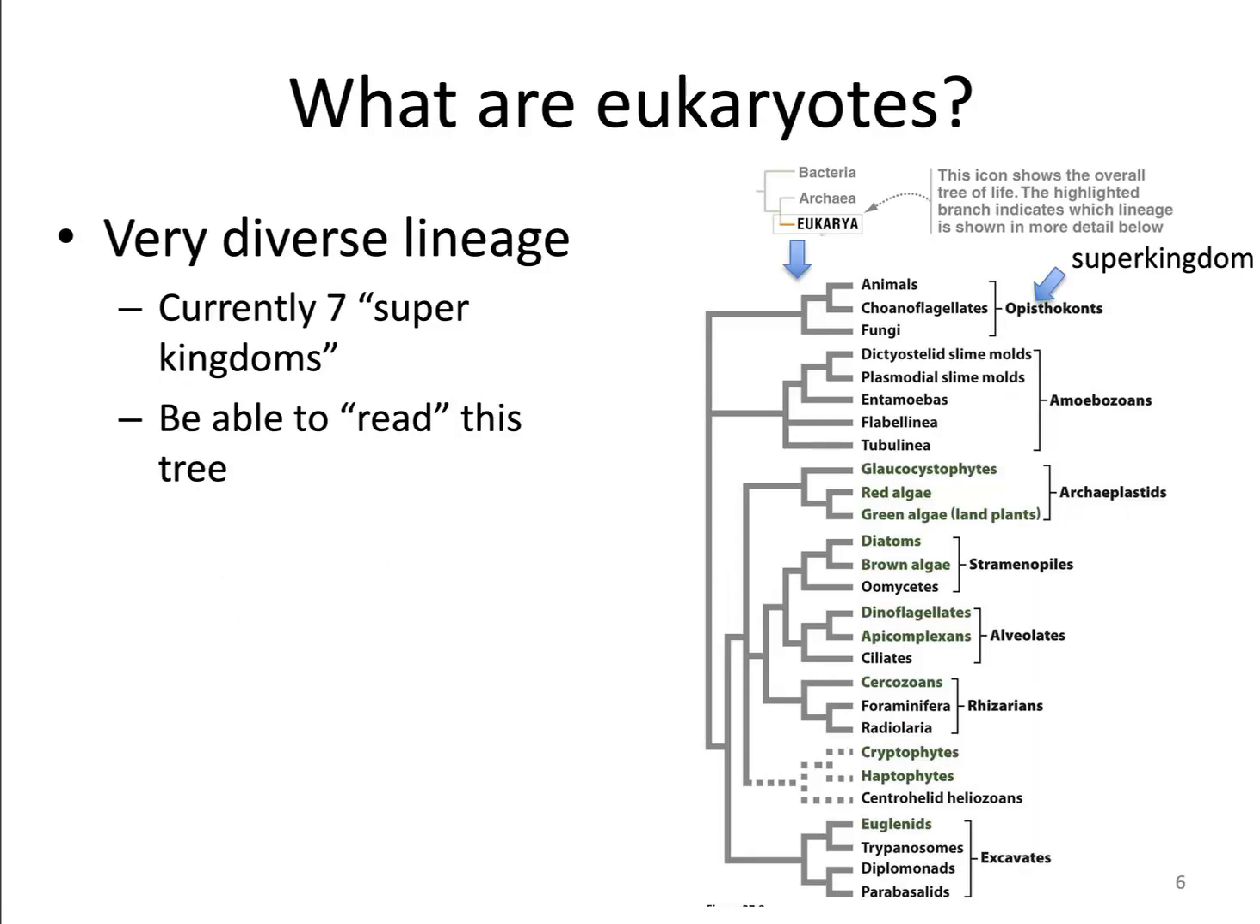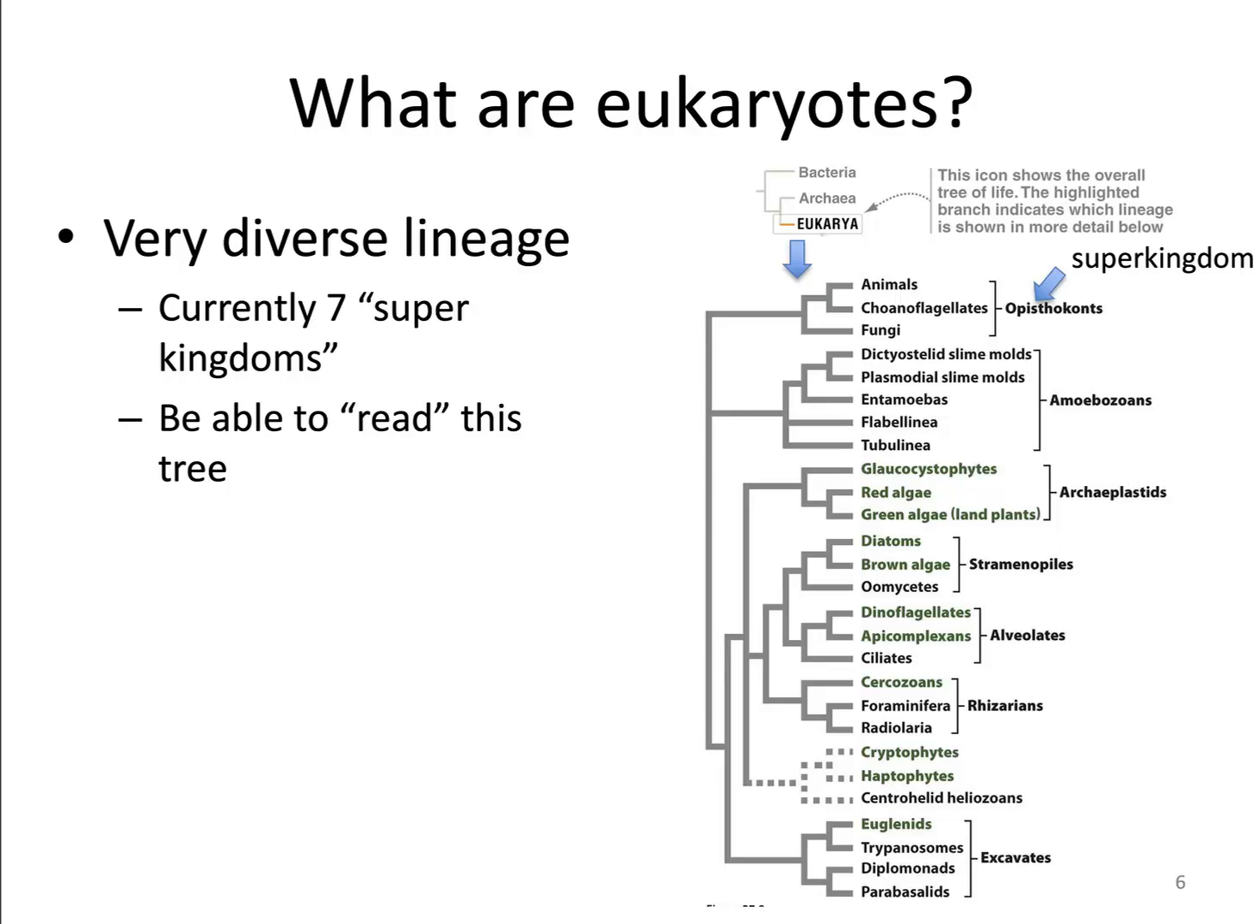In fact, we currently know about 7 superkingdoms that are eukaryotes. When I talk about superkingdoms, you can think about something like Animalia being a kingdom. Remember, it goes domain, kingdom, phylum, class, order, family, genus, species, the major taxonomic groups. You can have something that's a little bit bigger than a kingdom but a little bit smaller than a domain, and that would be a superkingdom. You can see that there are 1, 2, 3, 4, 5, 6, 7 major superkingdoms that we know of.